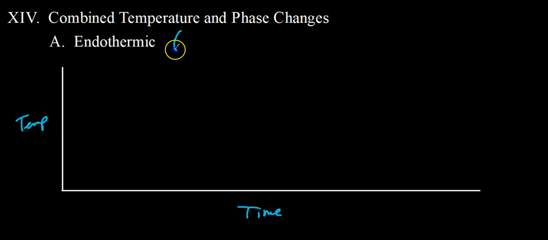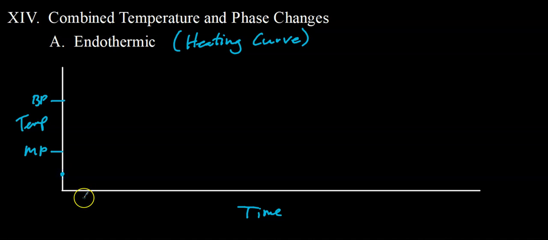This first one is known as a heating curve. What a heating curve shows is what happens to the temperature of a substance as you add energy at a constant rate. Let's say this is the melting point of a substance and this is the boiling point of a substance. We're starting down here at a temperature below the melting point. This is water, for example. Let's say we're starting at negative 10 degrees Celsius.